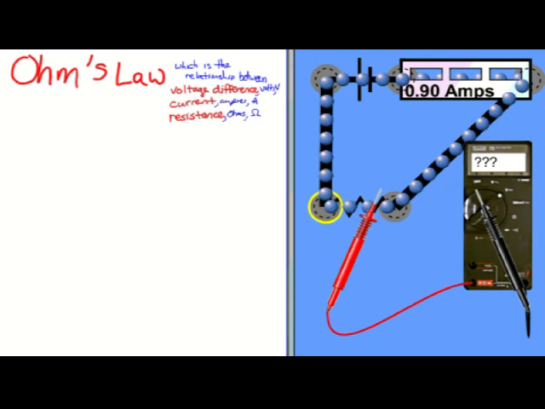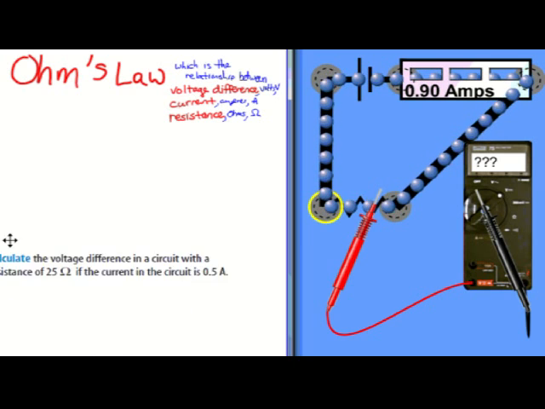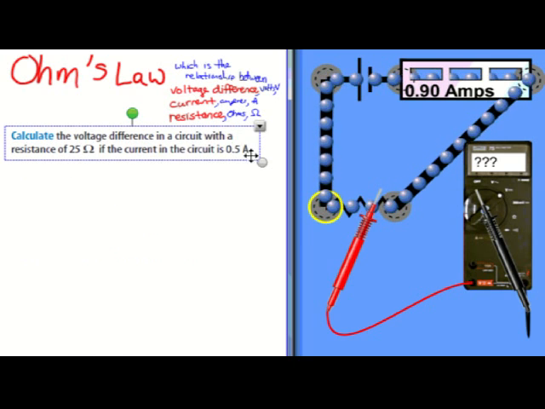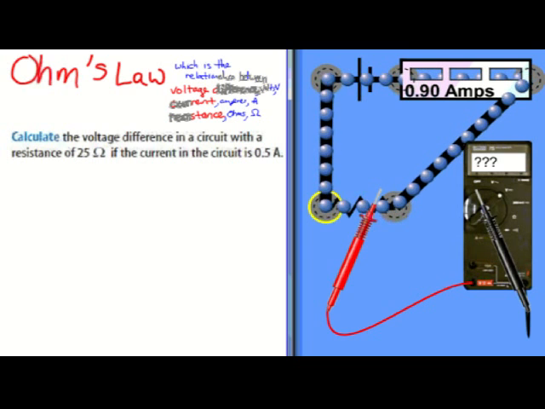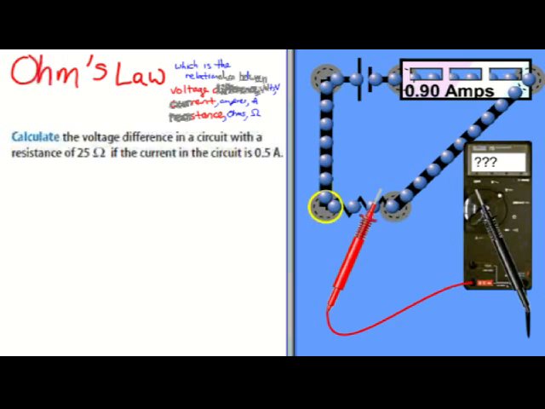Now let's apply Ohm's law to a sample problem. The problem on the screen says calculate the voltage difference in a circuit with a resistance of 25 ohms if the current in the circuit is 0.5 amps. We'll use Ohm's law in the equation that we just went over to solve this problem.